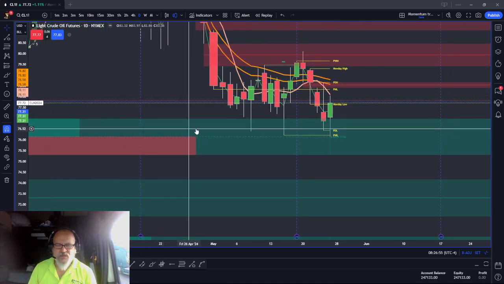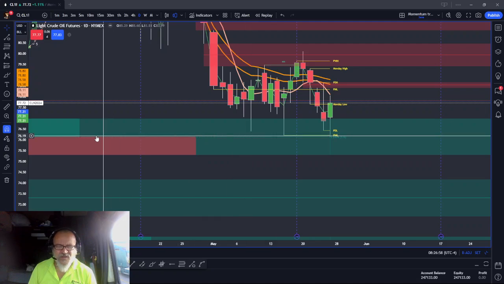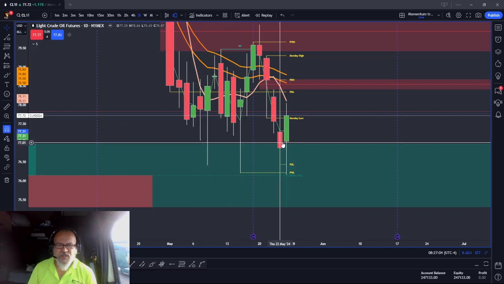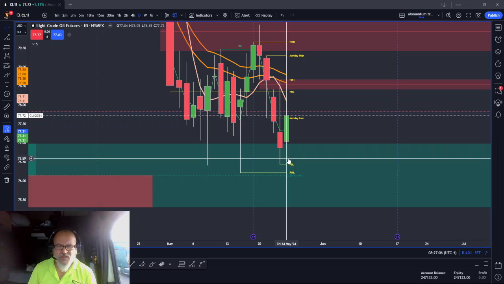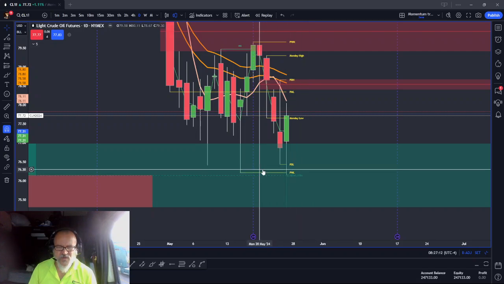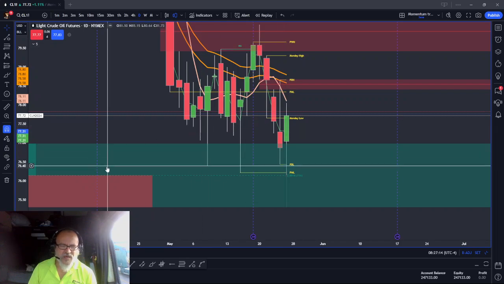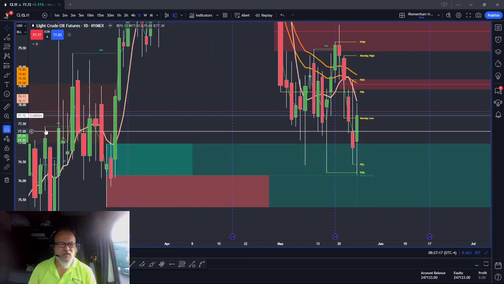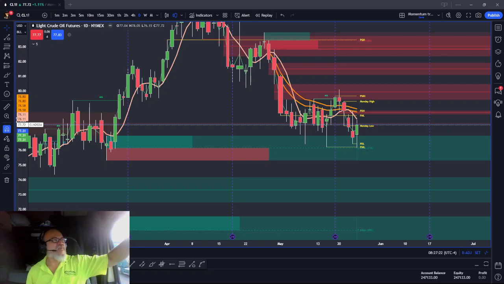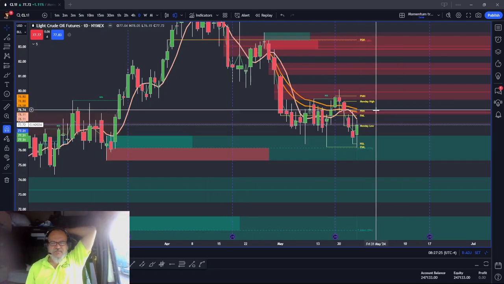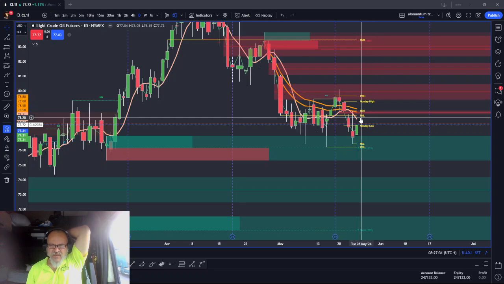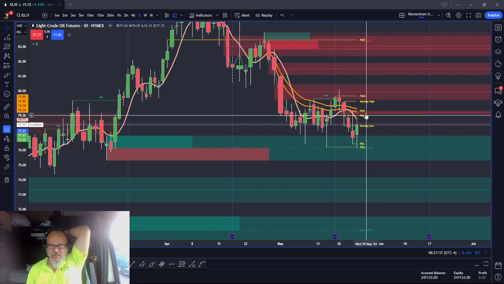All right. So we did have displacement coming down, and we did just barely break the previous week's low, and pulled back. We have this daily order block here, so that could see us possibly moving back up, grab some of this liquidity up here.